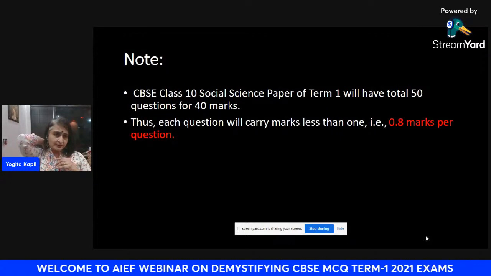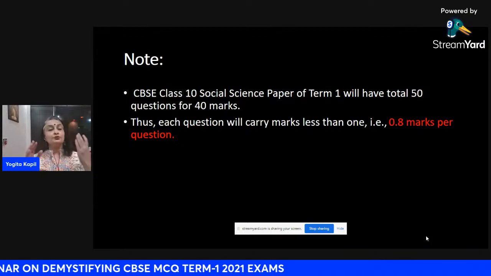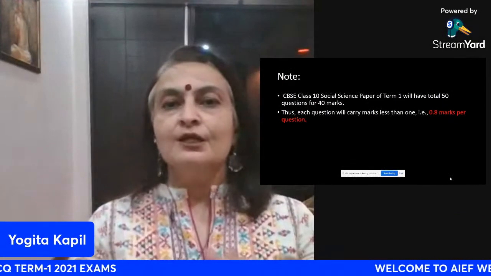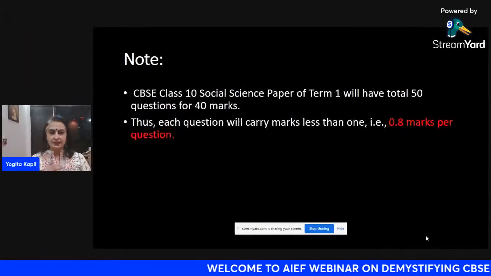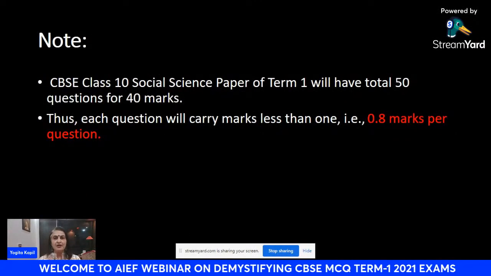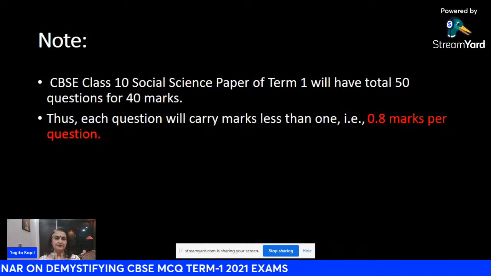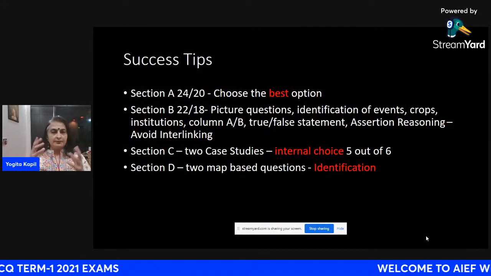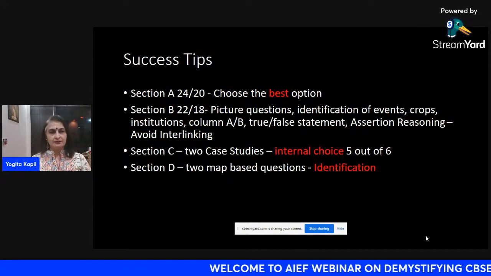Now, the 10th social science paper in term 1 will be like this, term 2 will be different. That sample paper will come when term 2 starts. So term 1 will have a total of 50 questions for 40 marks. So when I say that they all carry equal marks, each question carries 0.8 marks. So the number of correct responses multiplied by 0.8 will be your marks.